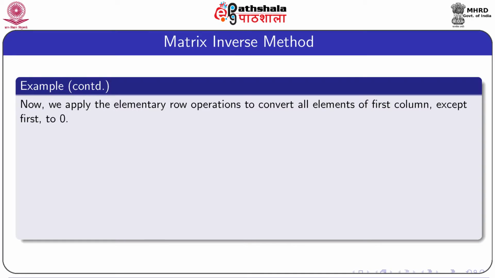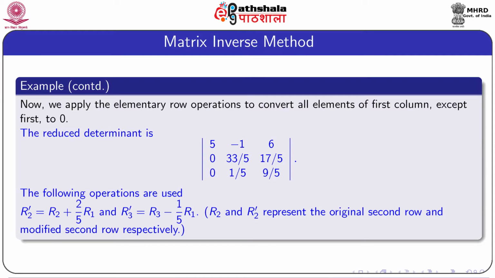Now, we apply elementary row operations to convert all elements of the first column except the first to 0. The reduced determinant is this one. Note that the first column is 5, 0, 0 and the second and third columns are also changed according to the following elementary row operations, which are R2 prime equal to R2 plus 2 by 5 R1 and R3 prime equal to R3 minus 1 by 5 R1. We have used the notation R2 and R2 prime, which basically represent the original second row and the modified second row respectively.